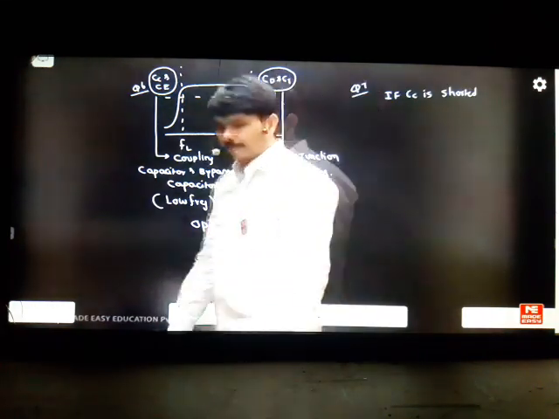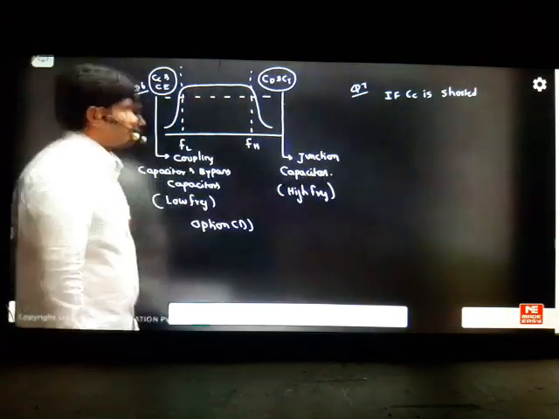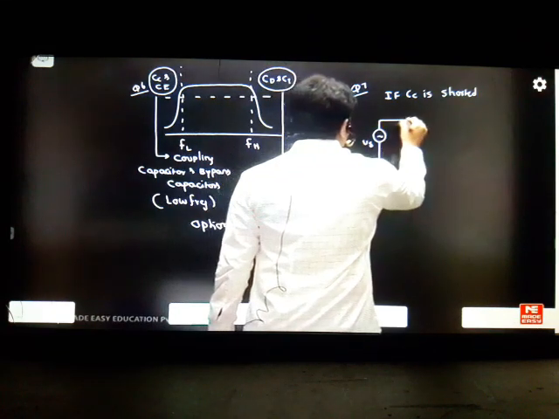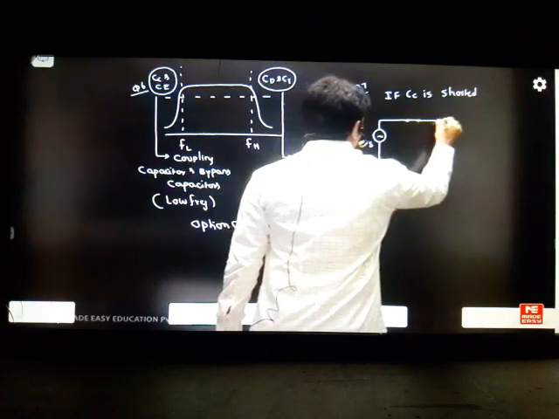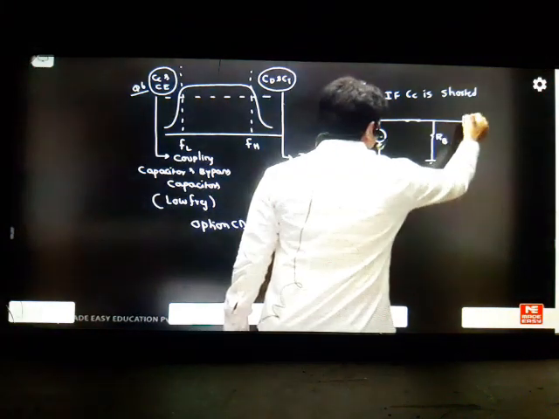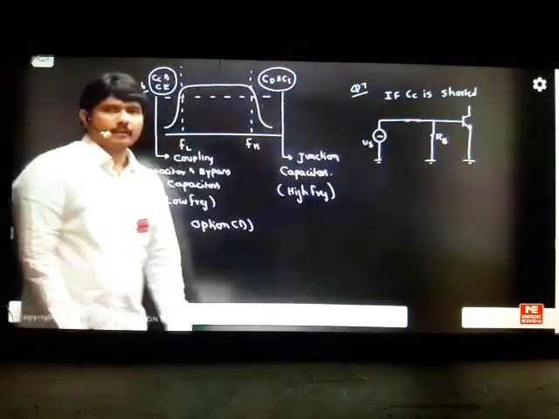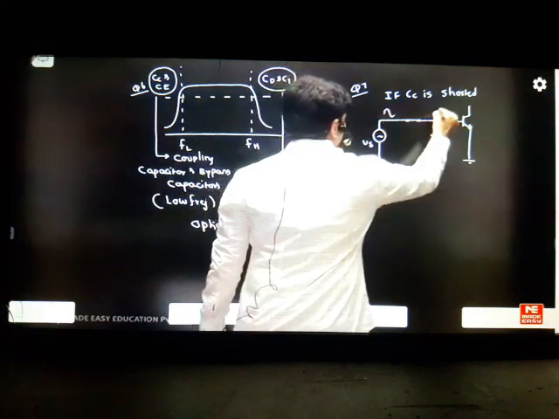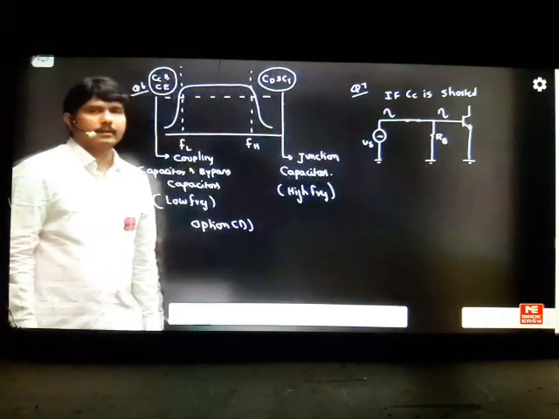if coupling capacitor is shorted in your RC coupled amplifier, then what will be the response he's asking? Next we have the coupling capacitor shorted, next we have some RP, next we have the transistor, like this we are seeing. When there is no capacitor here, I think your signal happily goes to the transistor. Whatever you are giving your signal, it is going to the transistor.